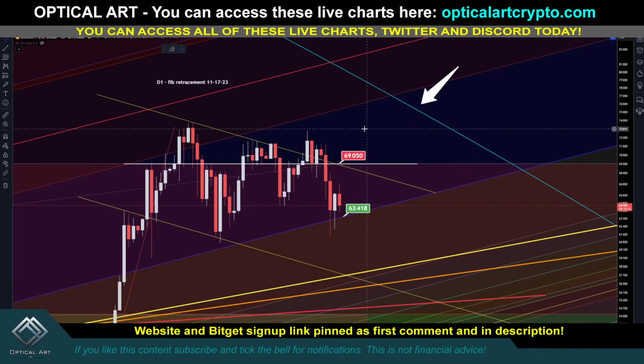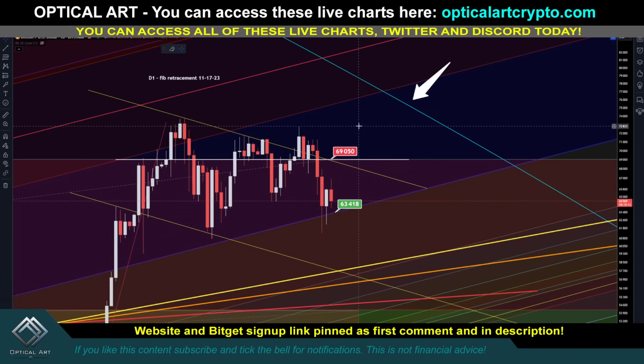So this is that chart, the D1 chart. Just right off the bat, I'm going to let you guys know, if we get a daily open below 63,400, I think that will be bearish to somewhat lower targets.